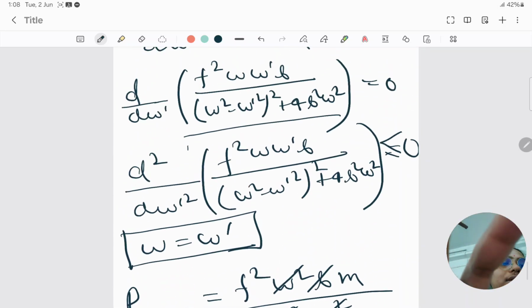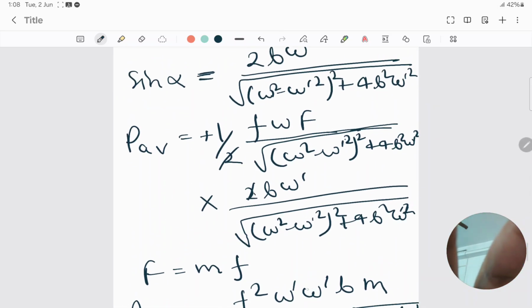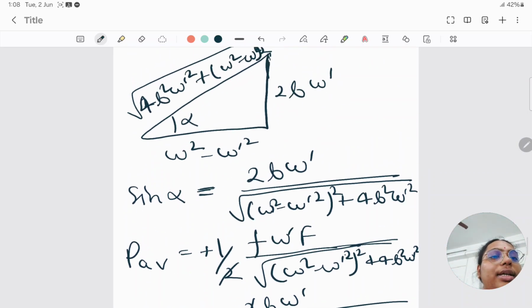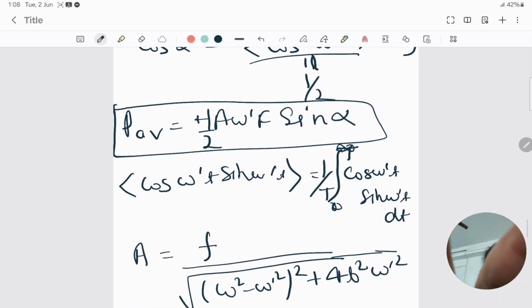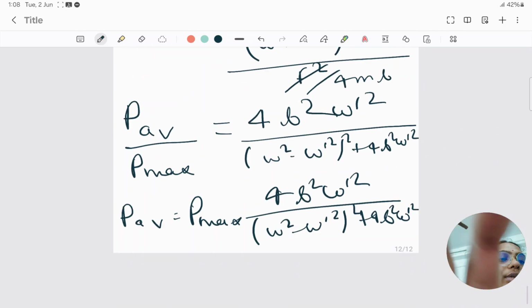Actually, here you can see this is omega dash. Okay, p average, it's actually omega dash. From here if you see, this is omega dash, so this will be omega dash square.